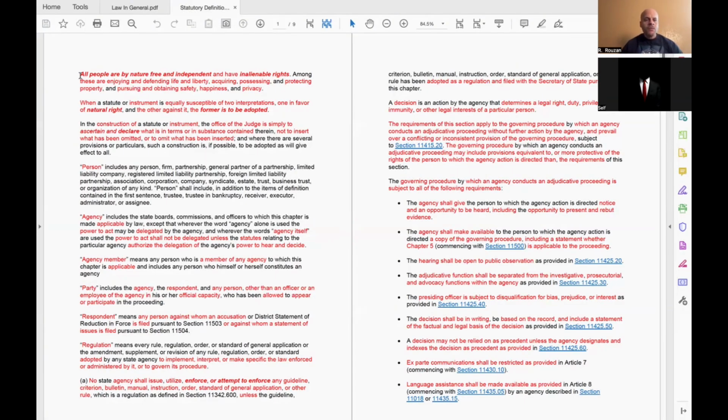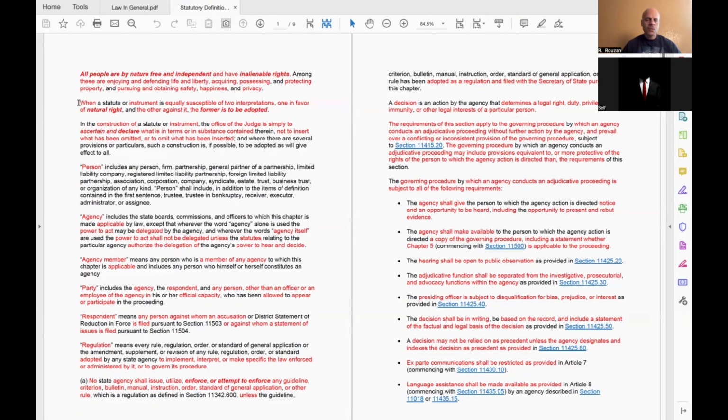This right here, this is the first one in the Constitution. The first declaration, so to speak, in the Bill of Rights. All people are by nature free and independent and have inalienable rights. Among those are enjoying and defending life and liberty, acquiring, possessing, and protecting property, and pursuing and obtaining safety, happiness, and privacy. This is a constitutional right, not a civil right. This is the highest right.